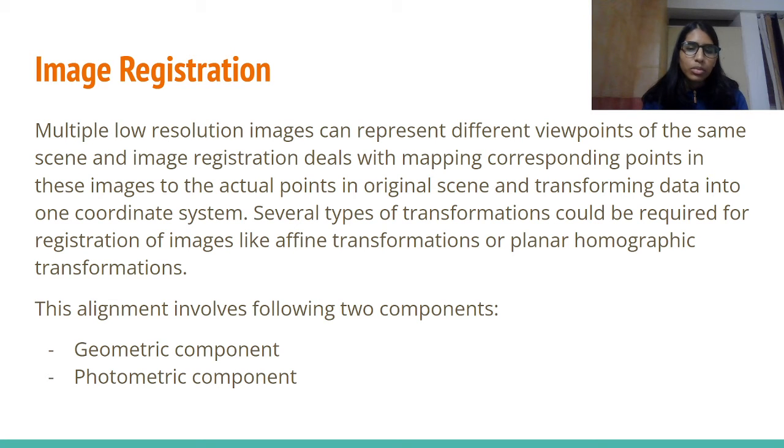Now, several types of transformations could be required for registration of images, like affine transformation. So, affine transformation preserves lines and parallelisms but not angles and distances. And one other transformation could be planar homographic transformation. Now, this alignment involves the following two components. One is the geometric and the other is the photometric component. The geometric component deals with finding the best spatial fit of all the combined images, whereas the photometric component deals with estimating photometric transformations due to the change in illumination, intensity, brightness, etc.